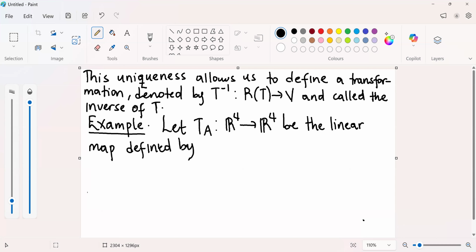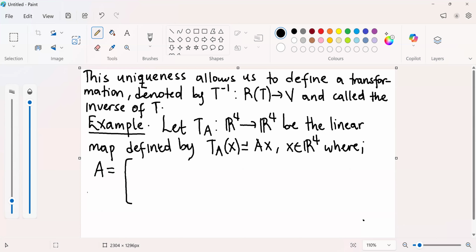So let T be a linear map defined by T(x) = Ax, x being in R4, where A is the matrix given by 1, 2, 3, 1, 3, 6, 9, 1, -2, -4, 1, 4, 4, 8, 5, 8.